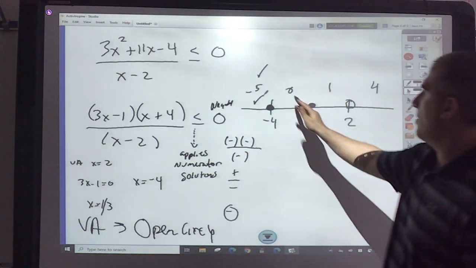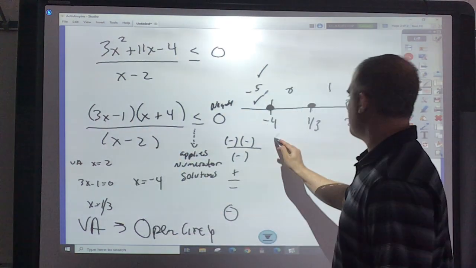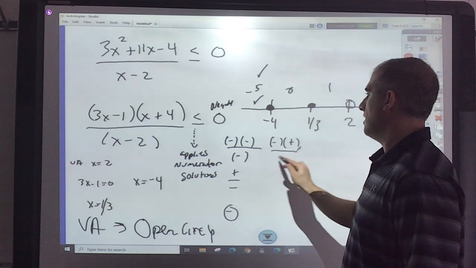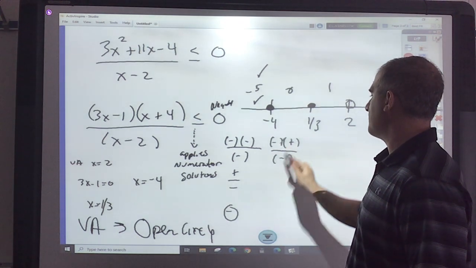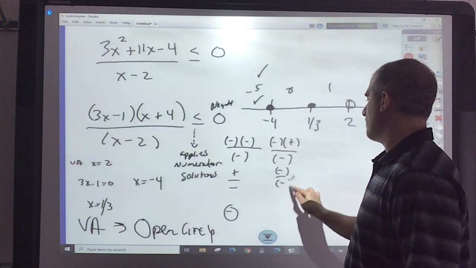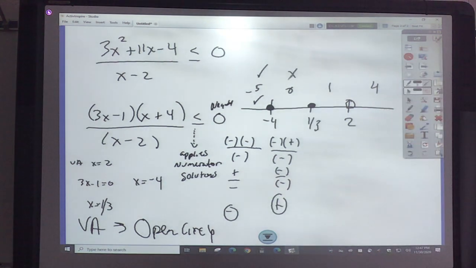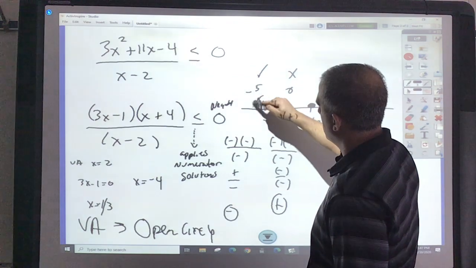Okay, let's put 0 in. If I put 0 in for that, I would end up with a negative. If I put 0 in for that, I'd end up with a positive. The bottom would be a negative. Negative times positive would be negative. Negative over negative would be positive. So that's not what I want in that case. So I want to shade this here.